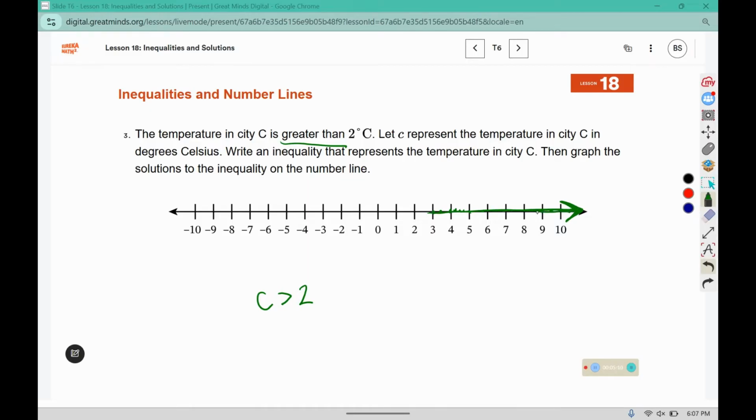And we can get really, really close to 2, like 2.01, 2.001, 2.0001, but we cannot get to exactly 2 because it needs to be bigger than 2. So we're using that open circle on 2 to show that we can get very close to 2, but not exactly 2.